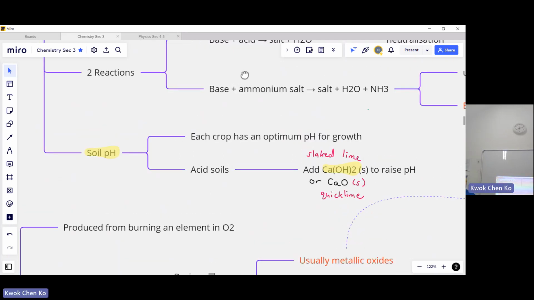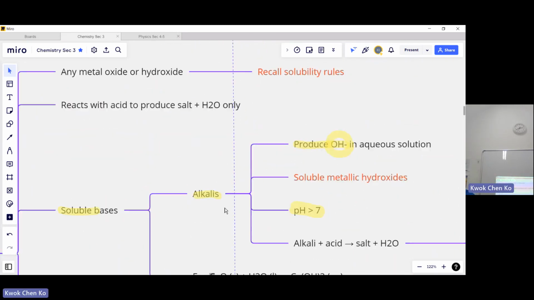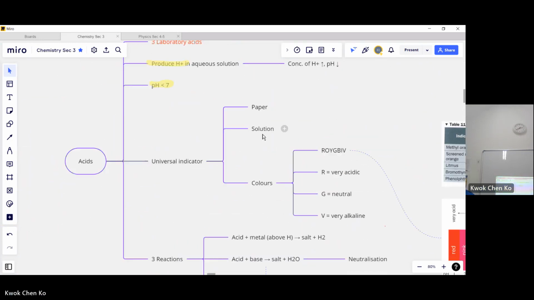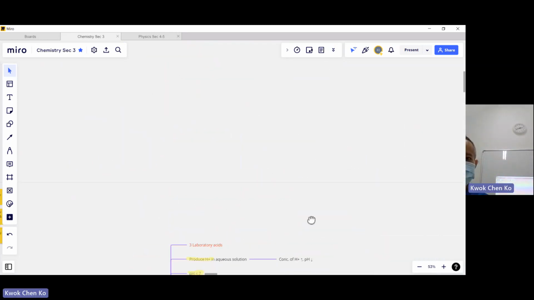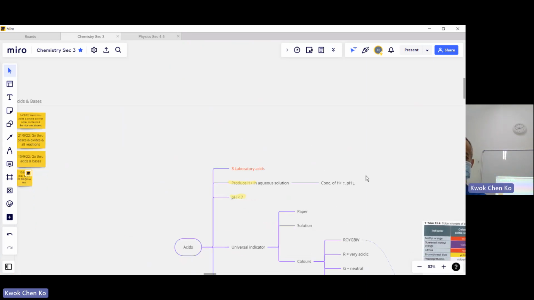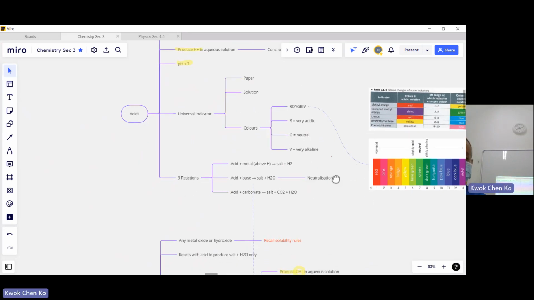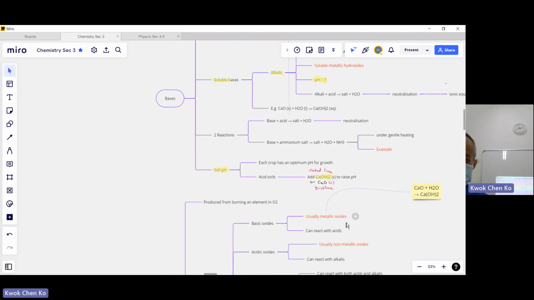Okay, let's see. Anything else I missed out? Questions, anyone? About acids and bases? No? Okay. Right, then I'll just give you a quick worksheet to work on.